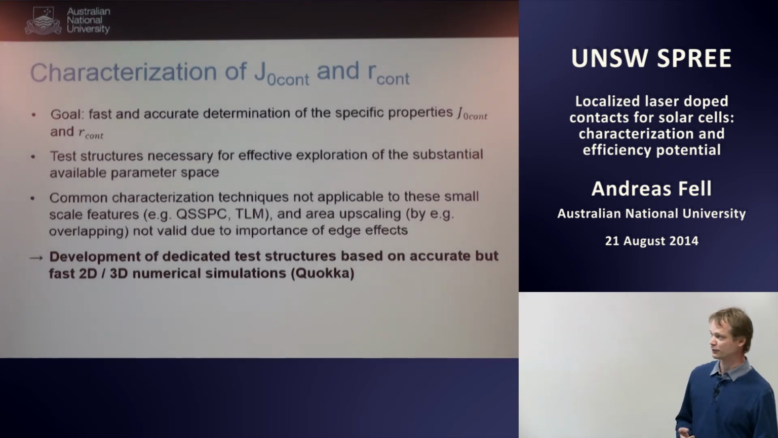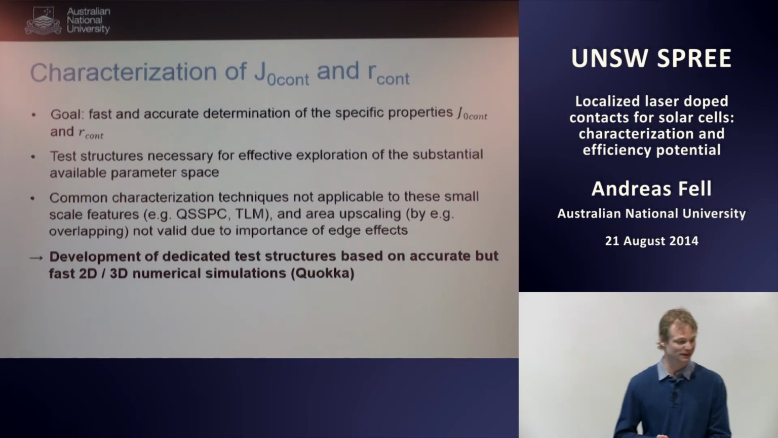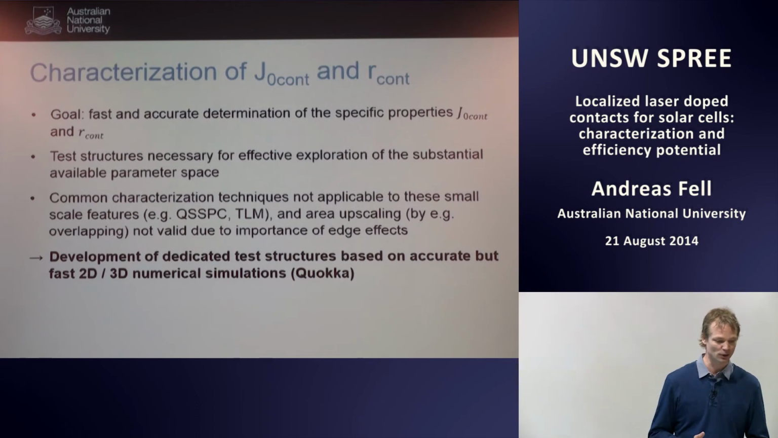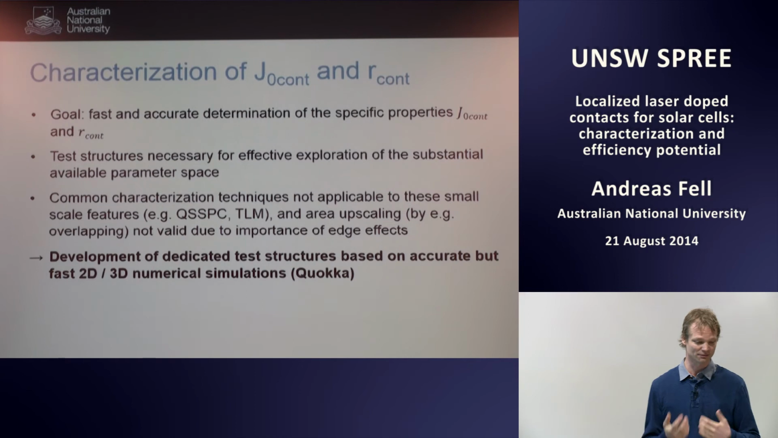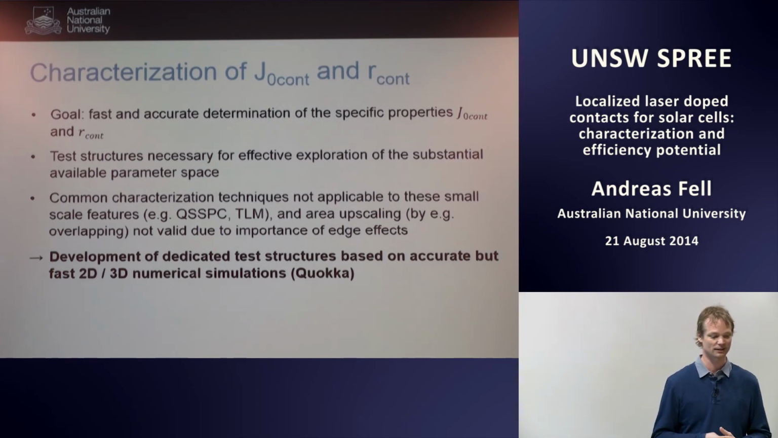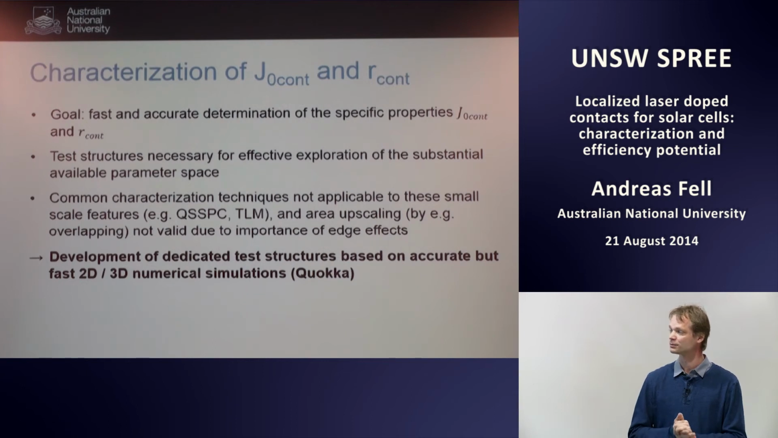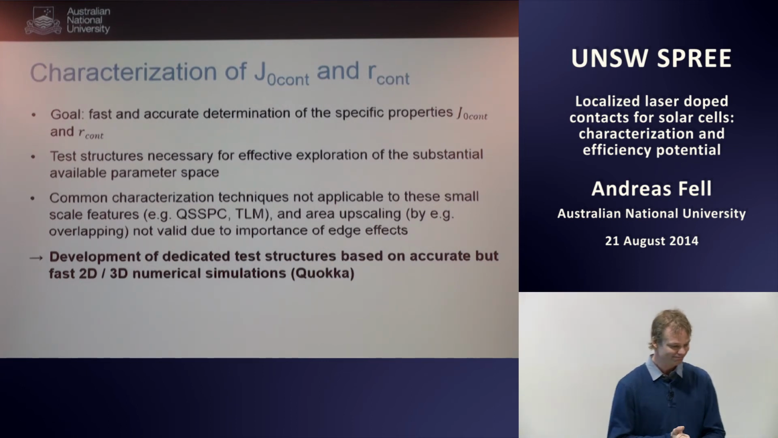And now the next step, which was actually the first step, but anyway. So now we have to really go to the lab, make some laser doped features and see how they perform. And the goal we have now identified. So we now need to know what we roughly need in terms of J0 and contact resistance. So what we need are characterization methods to extract those properties from experimentally realized laser doped features.